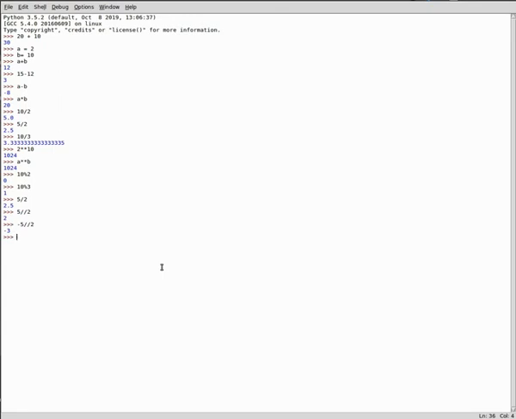Next time we will speak about operation precedence, which means if I have an expression with different operators, which operations are calculated first.